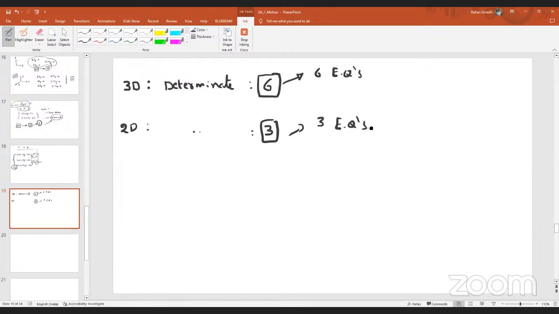Yes, sir. Right? Let us briefly discuss the equilibrium with respect to two-dimensional. Let us say, you all know that this is determinate and stable, isn't it? Do you guys agree or not? Determinate and stable? Yes, sir. How many reactions will develop here?